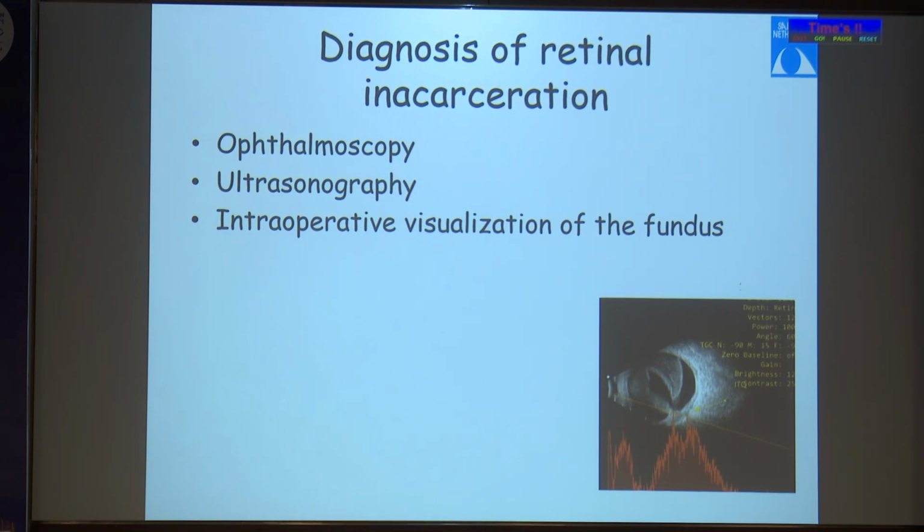Here there is an ultrasound which you are all seeing. So what exactly do we see here? You can very clearly appreciate the vitreous tracking into the retina. So this is what it is. And then intraoperative visualization of the fundus is important.